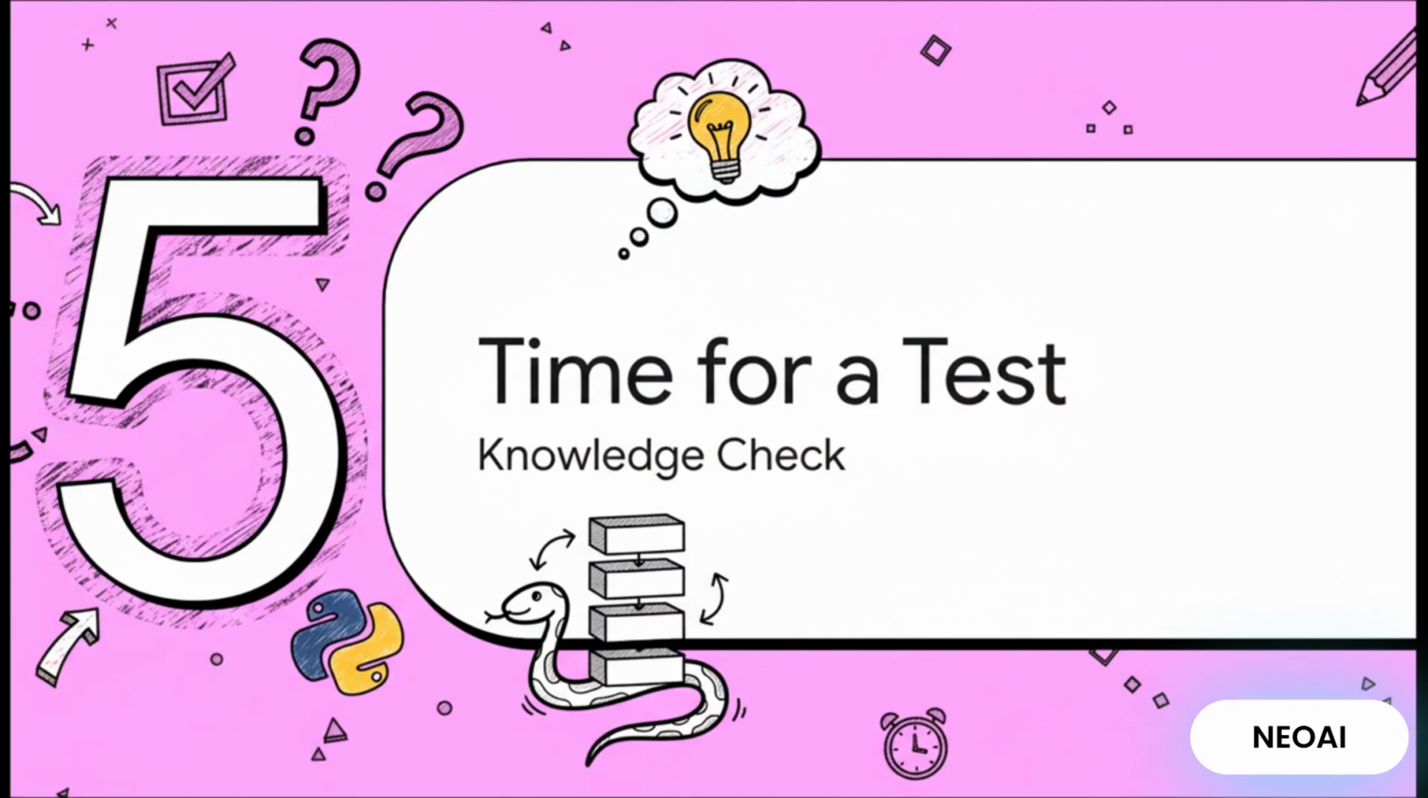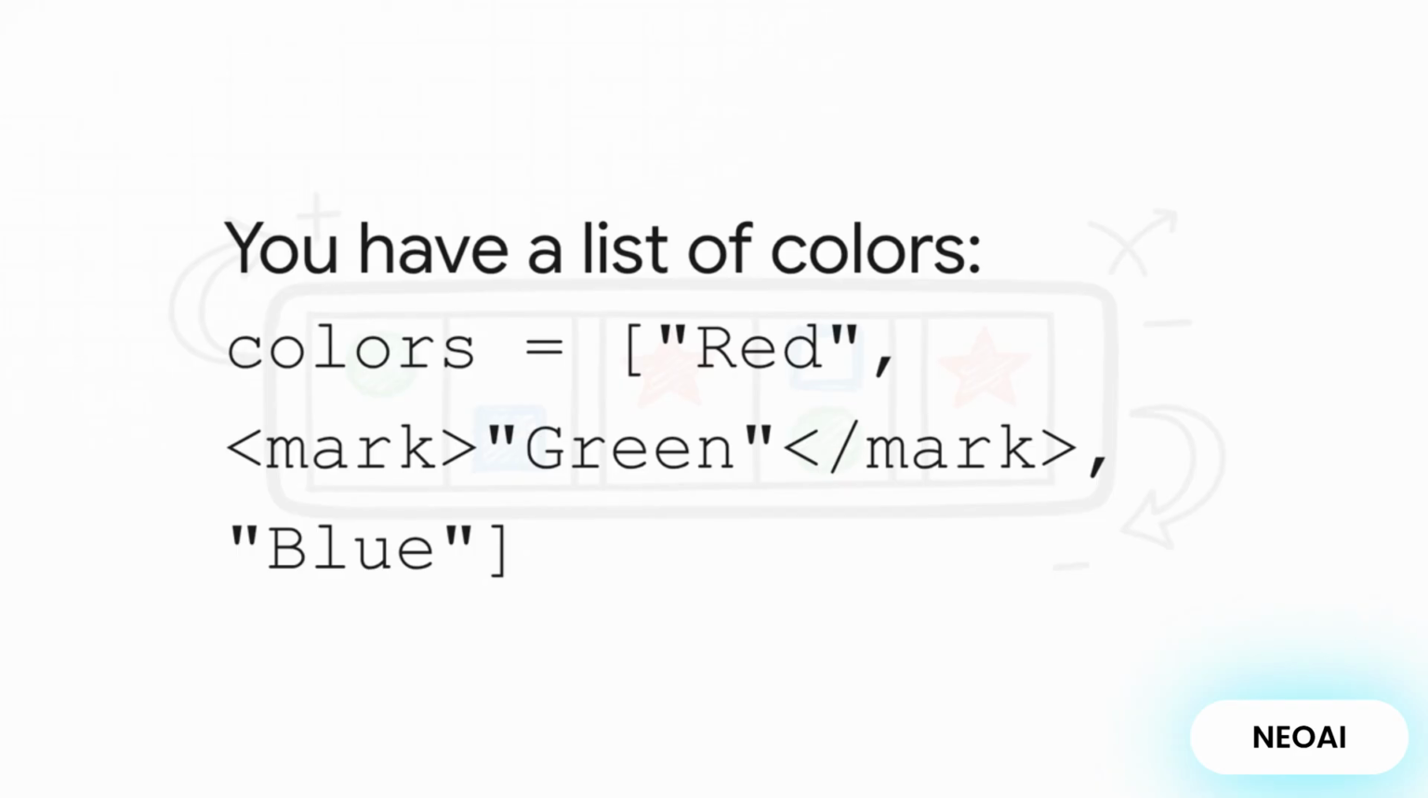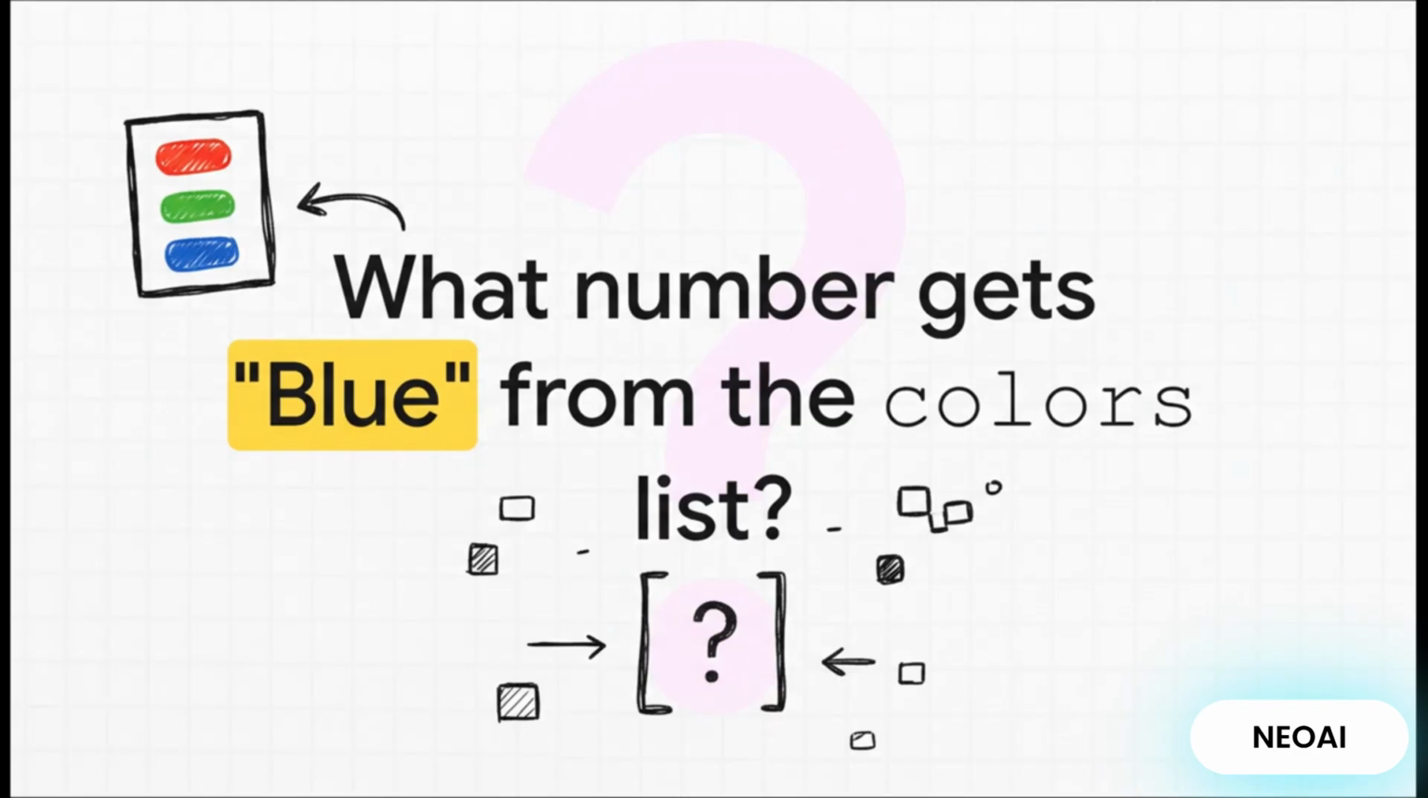Okay, that's a lot of theory. I think the best way to really make this stick is to put it into practice. What do you say? Let's do a super quick test to see if you've got it. All right, here's the setup for our little challenge. Imagine you have this list. It's named colors, and as you can see, it's holding 3 items: red, green, and blue. So here's the question, and it's a simple one. If you want to get the word blue out of this list, what's the number you would need to put inside those square brackets? I'll give you a second to think about it.